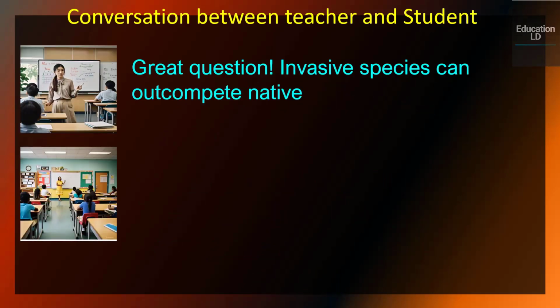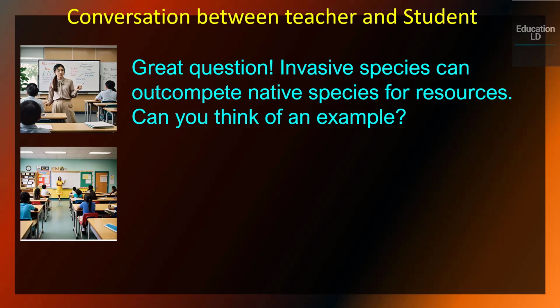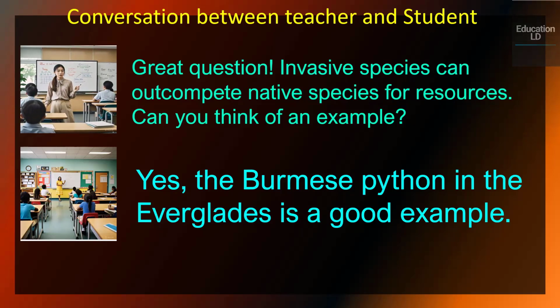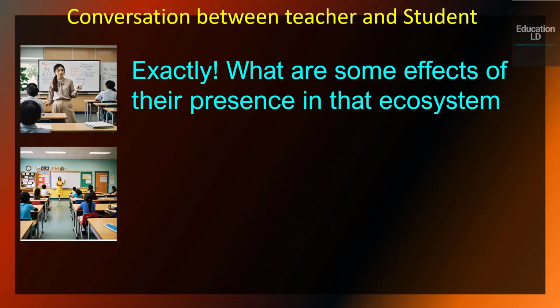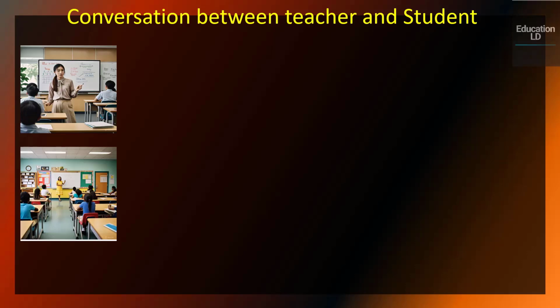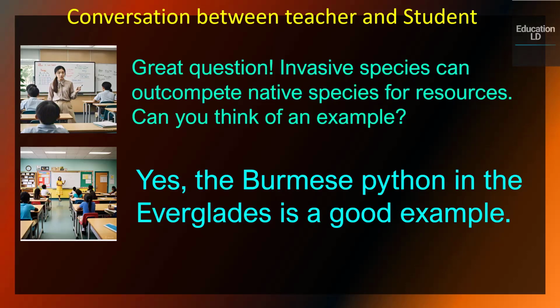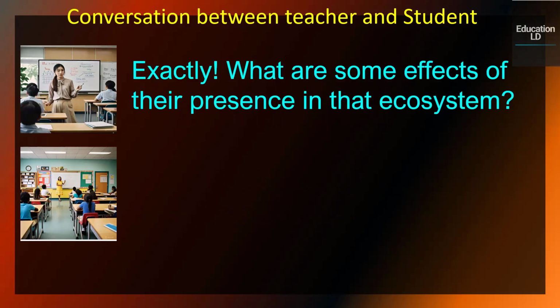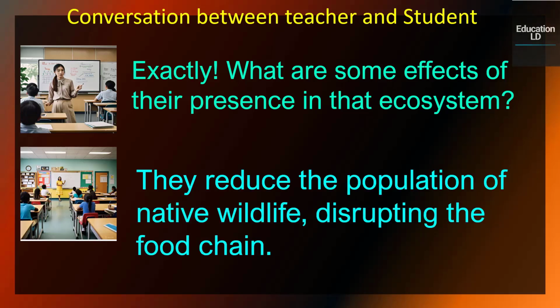Teacher: Great question. Invasive species can outcompete native species for resources. Can you think of an example? Student: Yes, the Burmese python in the Everglades is a good example. Teacher: Exactly. What are some effects of their presence in that ecosystem? Student: They reduce the population of native wildlife, disrupting the food chain.